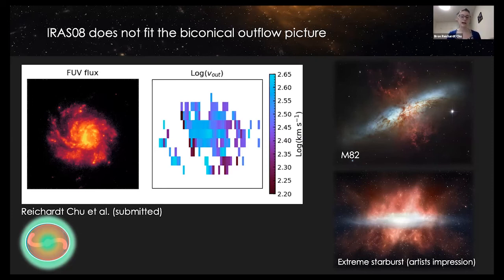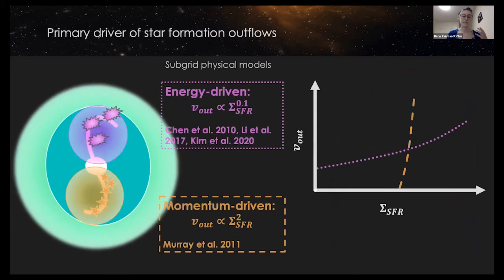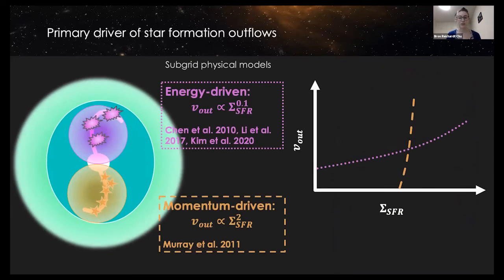But we don't just want to look at where the outflow is, we also want to understand the driving mechanisms behind that outflow. So here we have two subgrid physical models. Both are used in simulations to represent outflow behavior in galaxies. So energy-driven winds are primarily driven by supernovae exploding and giving energy to the surrounding gas. Momentum-driven winds are primarily driven by radiation from young massive stars. These two models have different relationships between the star formation rate surface density and the outflow velocity.